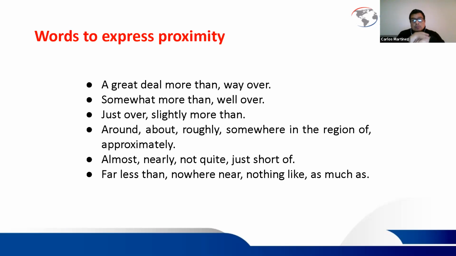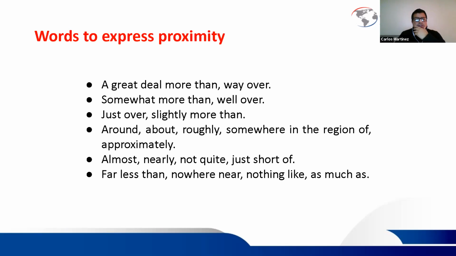Okay, so when we want to say approximate numbers, okay, and almost, nearly, not quite, just short of, this is the opposite of just over and slightly more than. For example, let's say that your line is 100 and you have 102, 103, that is just over. But the opposite will be 98, 97, almost. Okay, again, your base number 100, 200, a great deal more than. 150, somewhat more than. The opposite, 40, far less than.